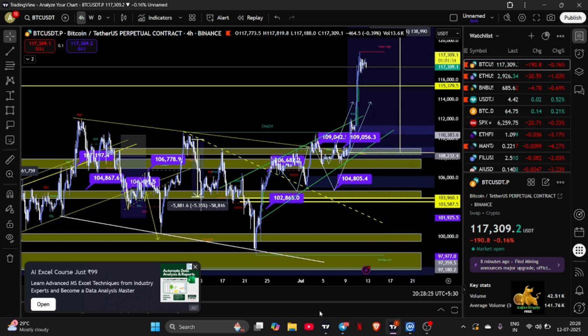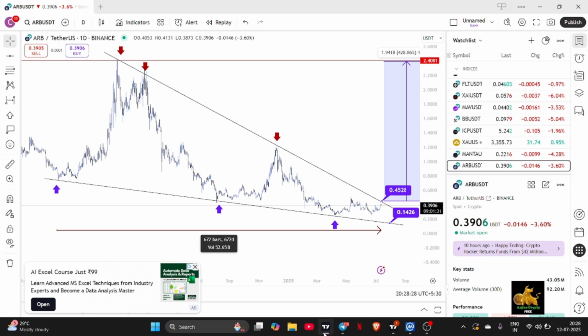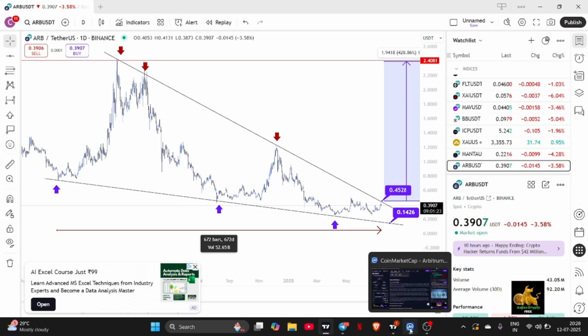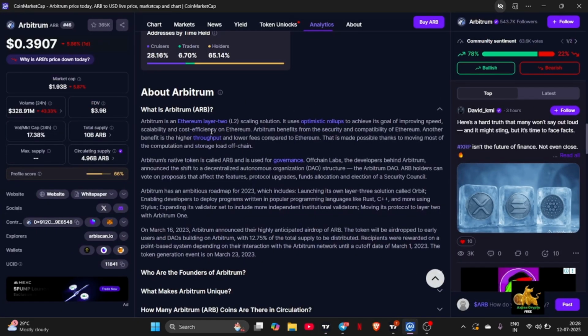Let's talk about ARB first. ARB is an Ethereum layer 2 scaling solution. You can read about ARB on CoinMarketCap. Here you can see the ARB about section.